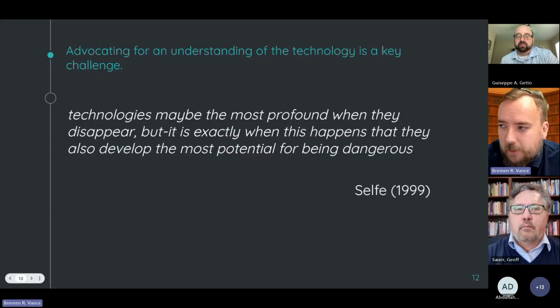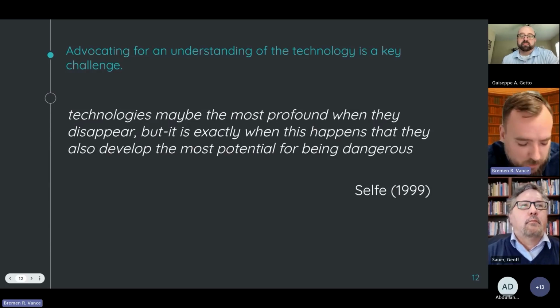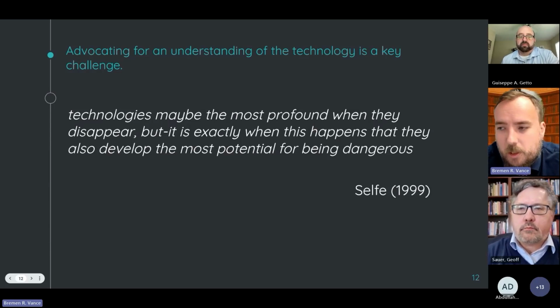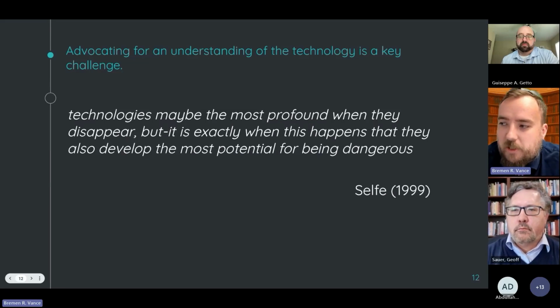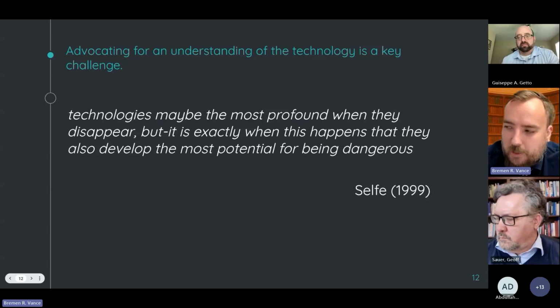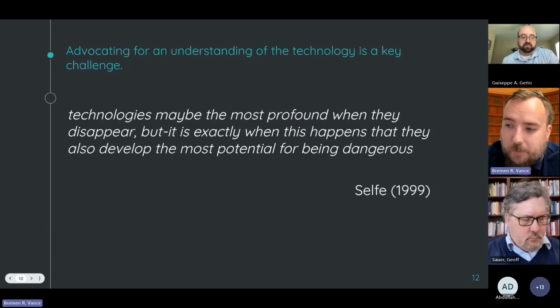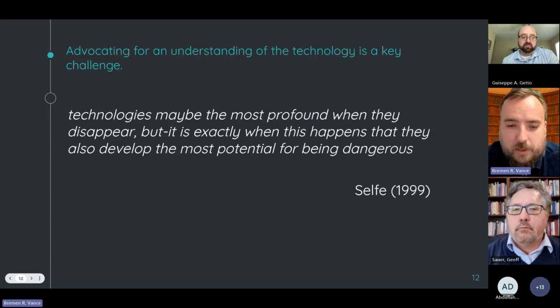So I think advocating for an understanding of technology is a key challenge. Again, I'm going to go back to the scholarship and point to Cynthia Selfe all the way in 1999, who argued that technologies may be the most profound when they disappear, meaning that they're fully integrated and having a big impact on our lives. That's exactly when they develop the potential for being dangerous, because they exert that power without our ability to intervene and decide for ourselves whether or not that is the way we want to go.